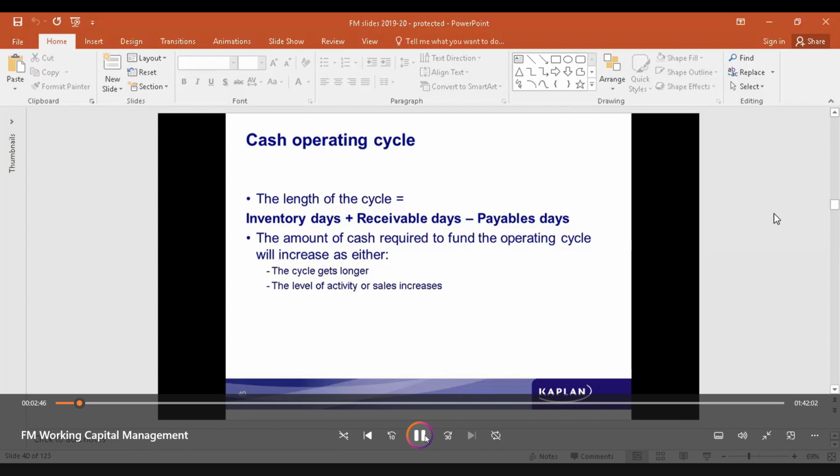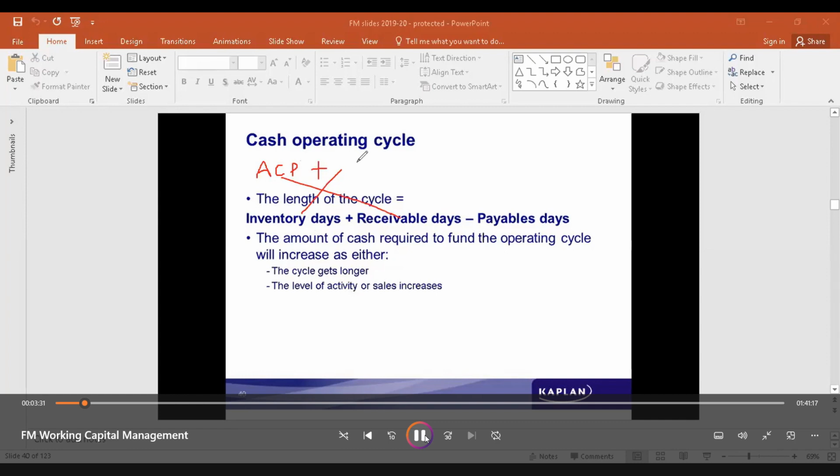The number of days of the cash operating cycle is calculated with the help of inventory days. In ratio analysis we have also learned it in those papers as the average collection period. How many days do the receivables take to pay the amount? That is the average collection period, plus the number of days it requires for the inventory to be converted into cash.